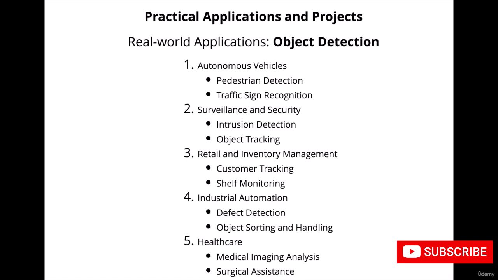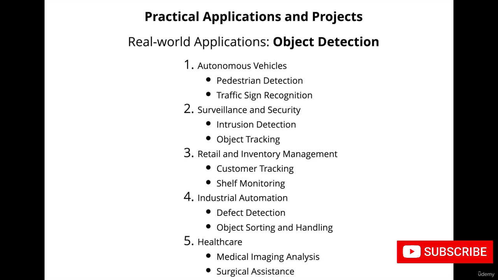Industrial automation. Defect detection. Object detection systems inspect manufacturing components and products for defects, anomalies, or quality issues. This includes detecting surface defects, cracks, scratches, or deviations from specified dimensions in manufactured parts or assemblies.